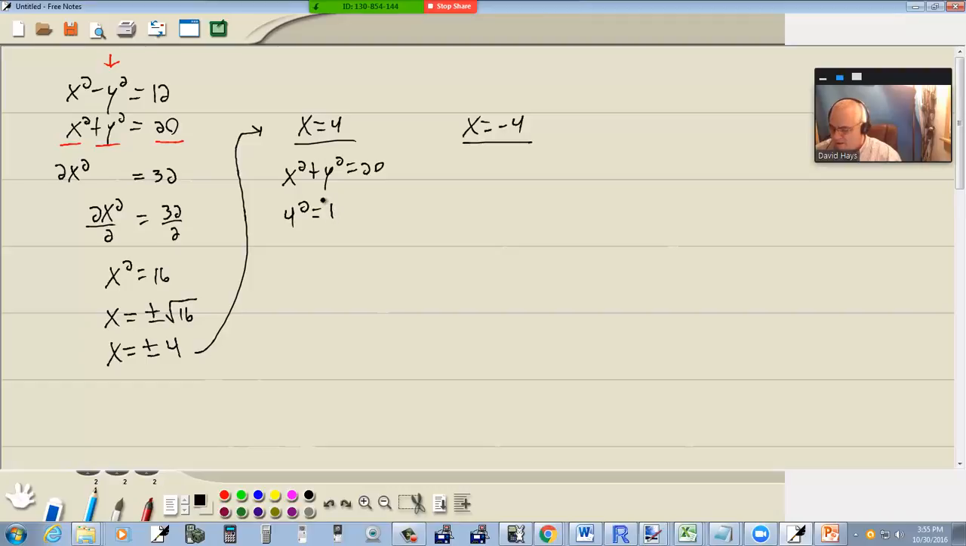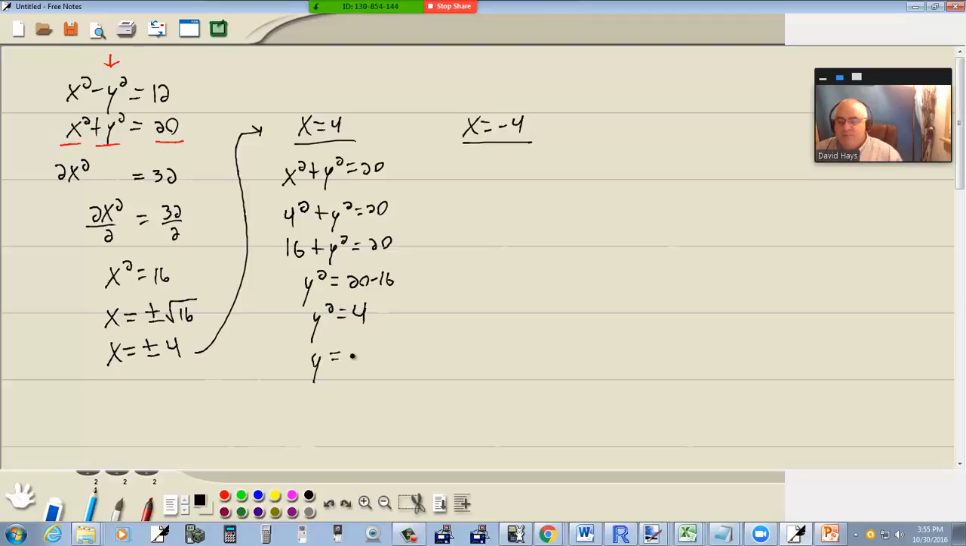4 squared plus y squared is equal to 20. So we got 16 plus y squared is equal to 20. Take 16 to the right side, and we got y squared is equal to 20 minus 16, or y squared is equal to 4.